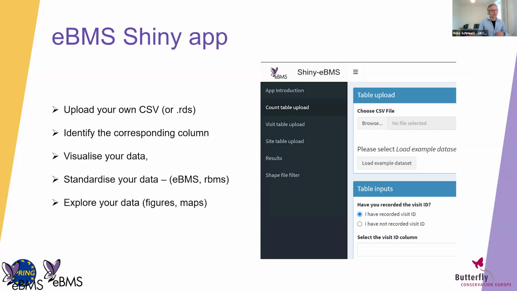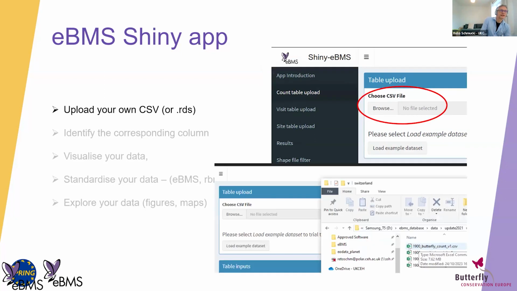So it can be in your language, but we only ask what the date is and what the format of the date is. There will be a transformation under the hood in the Shiny app. You can visualize your data, standardize your data, and download those standardized data, send them to me, or use them in RBMS and explore your data, obviously.